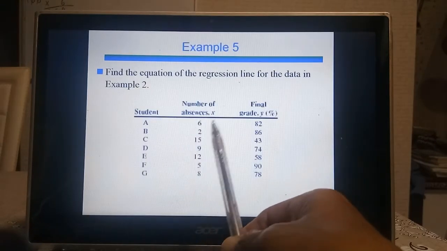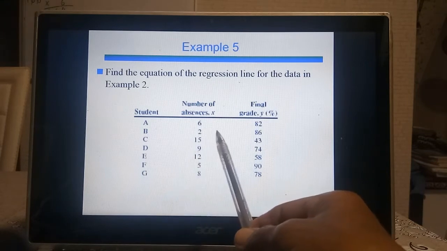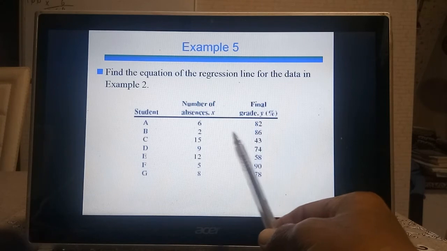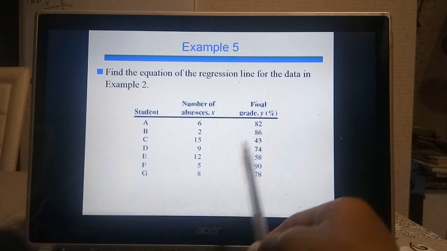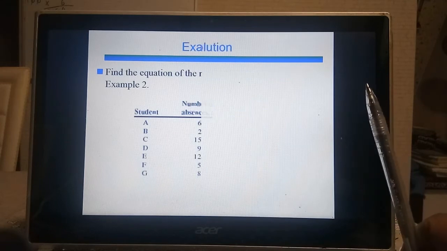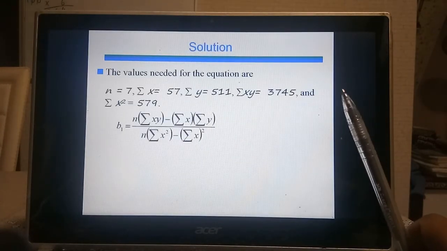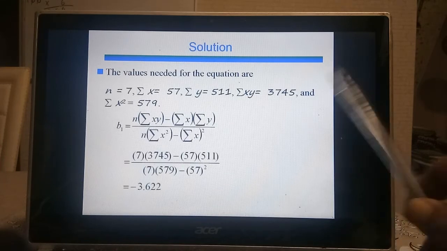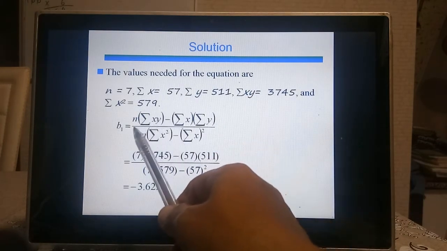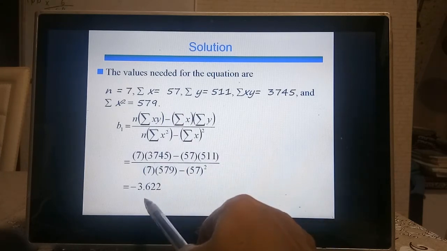Example, find equation of regression line of data example 2. Number 2, number of students and number of absences. Absences is X and final grade obtained for the number of absences is Y. So kita dapatkan regression line. So sama macam example yang kita dapat earlier tu, carikan nilai-nilai untuk dapatkan B1. Gantikan dalam ni, so dapat B1.